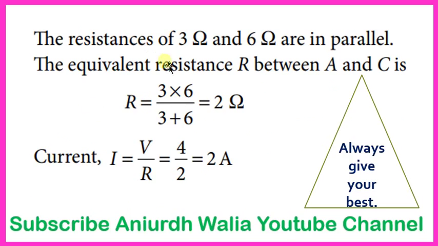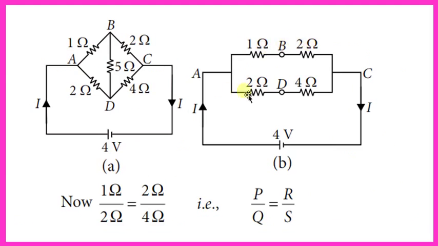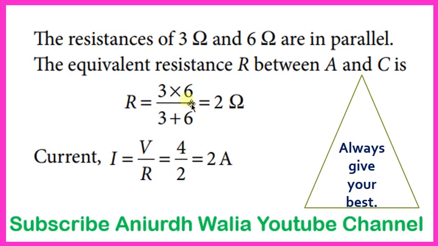Now you have to do one thing. This time, first they are connected in series, then they are connected in parallel, so their equivalent is 3 and 6. 3 and 6 are connected in parallel, then their equivalent would be 3 into 6 divided by 3 plus 6, that is 18 by 9, that is 2 ohm.